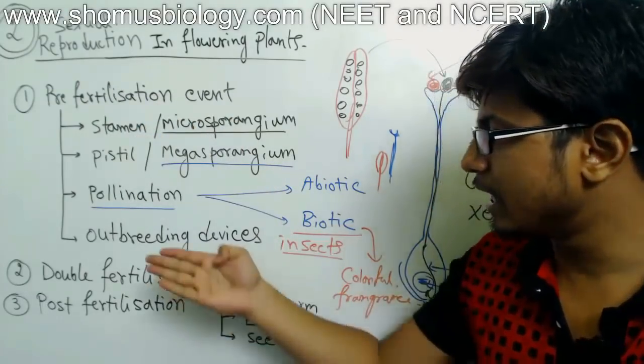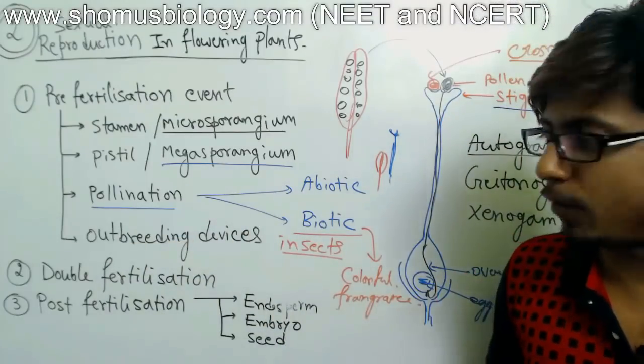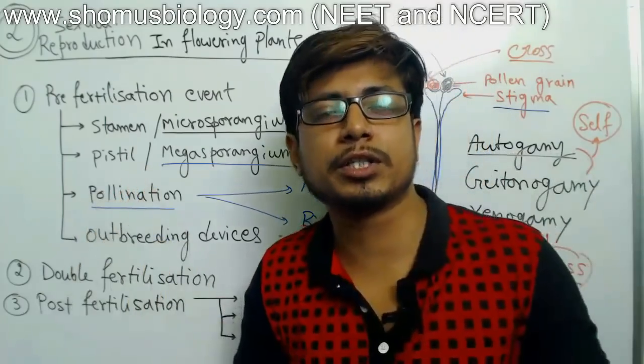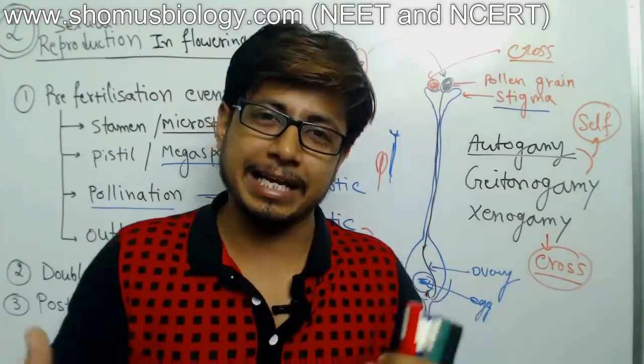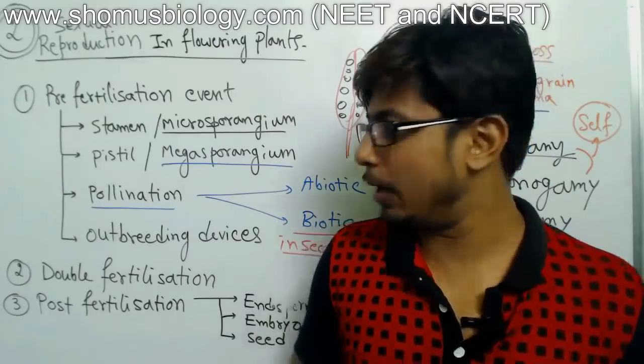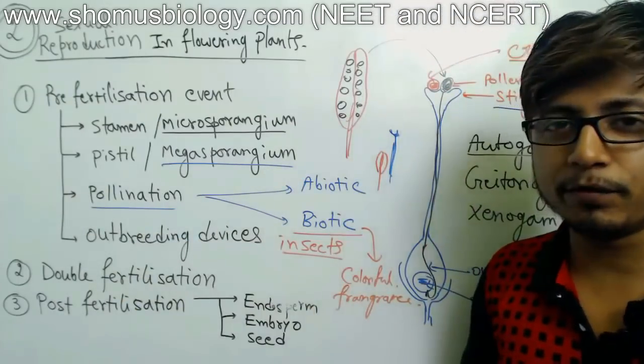Okay, so these are the 4 ways outbreeding devices are performed, and those all help a plant to use more cross-pollination and less self-pollination. Okay, so that's our idea about pollination and outbreeding devices.